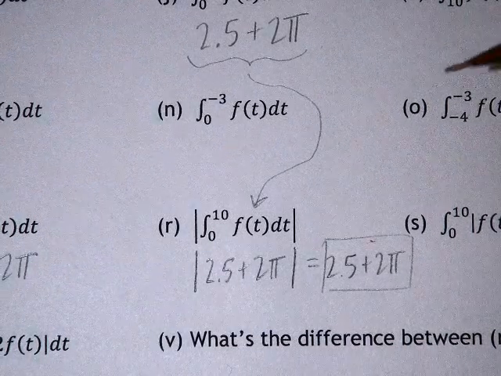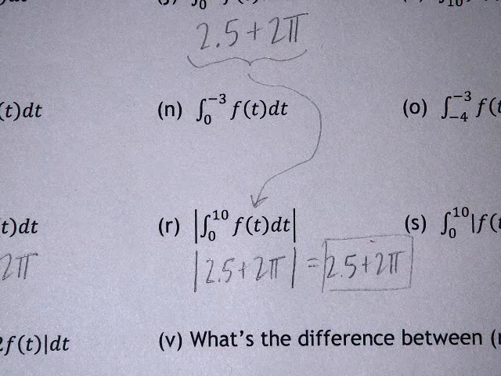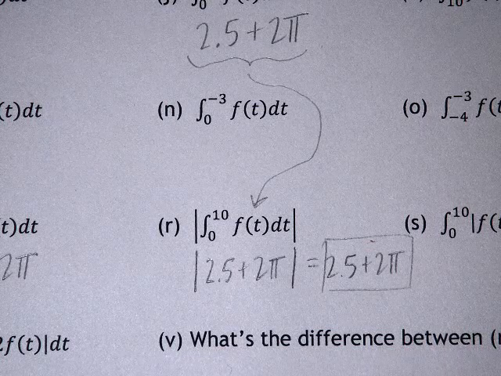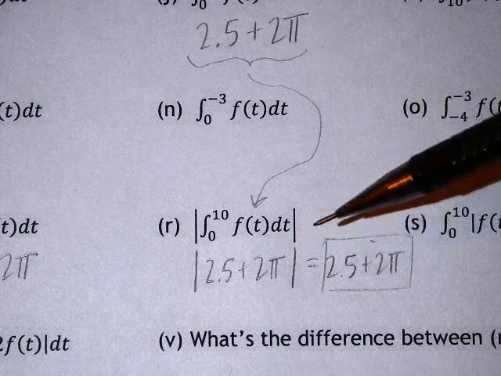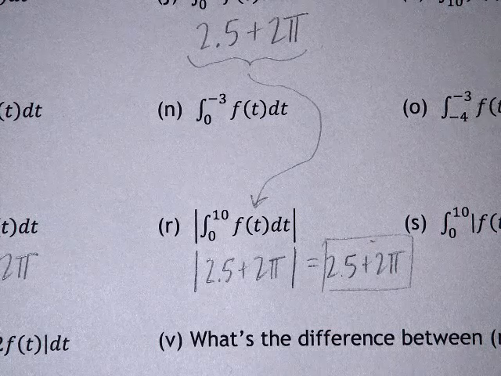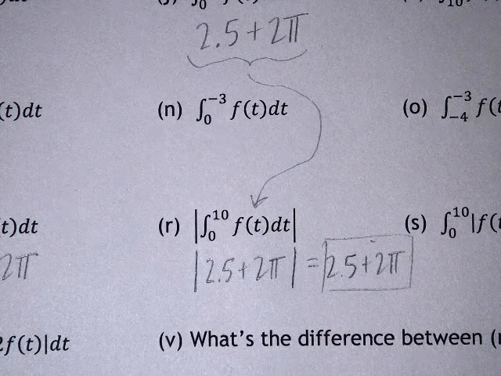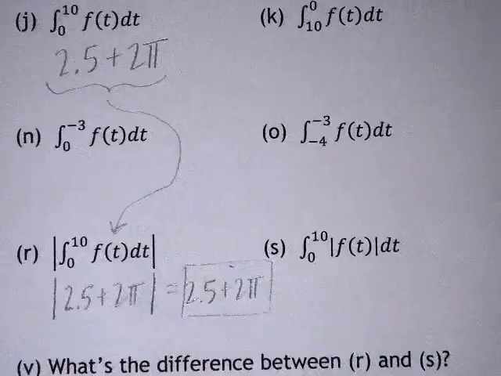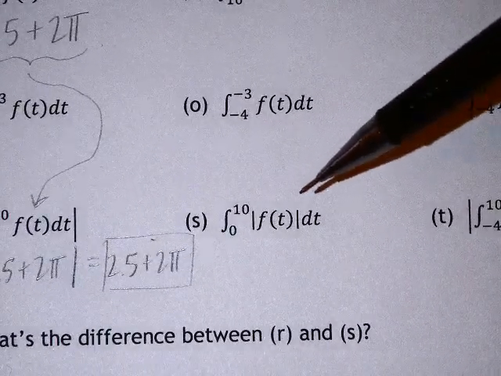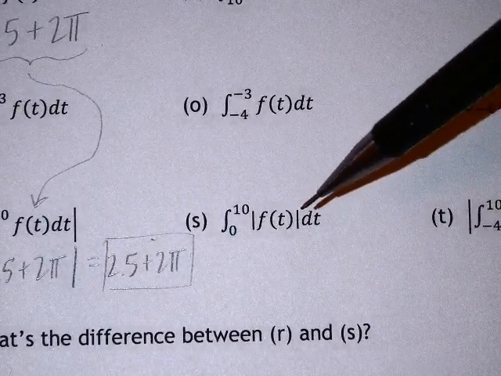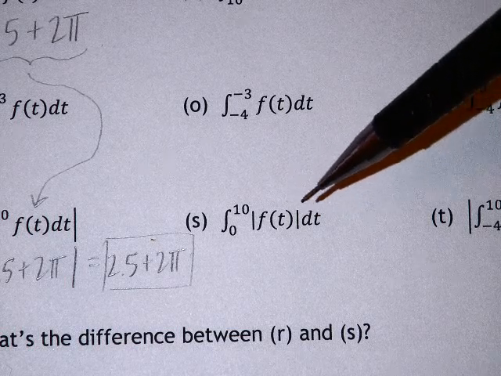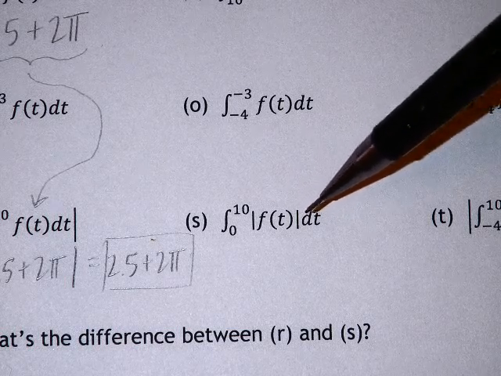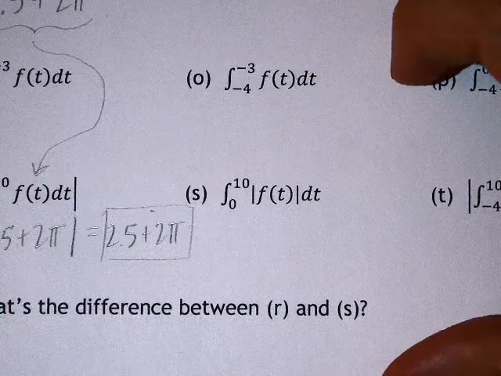If you're wondering why the absolute value had anything to do with the area, it's probably not very obvious. The absolute value is almost a non-factor here. So perhaps looking at another question like letter S will shed some light on it. In question letter S, you'll notice that the absolute value is no longer surrounding the entire problem. It's just surrounding the f of t. And that is where things get a little bit more theoretical.